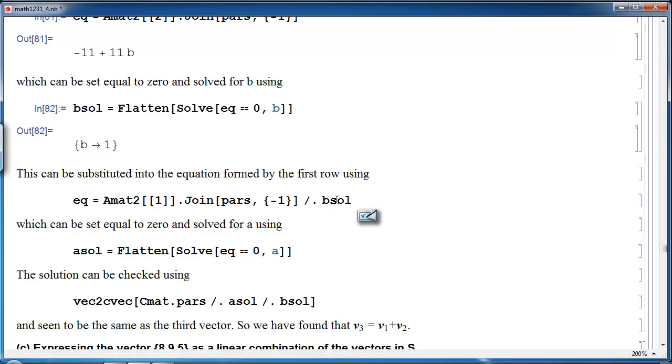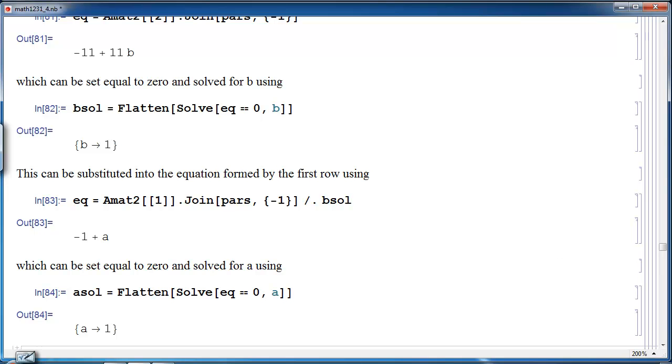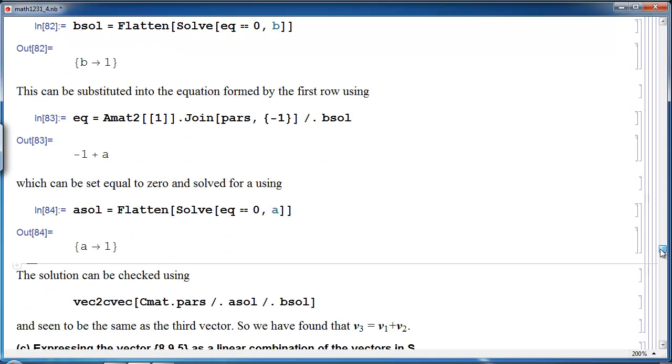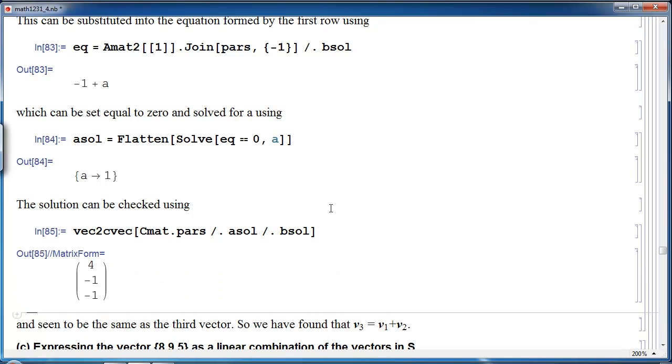from the first row, and we use this value of b in it, and we can see that this is an equation for a, and we can solve that quite easily to get a equals 1. And now we check that we've got the solution, so we regenerate the original equations like so, and then we insert the solutions we've got, and that should be the same as the third vector, which it is.